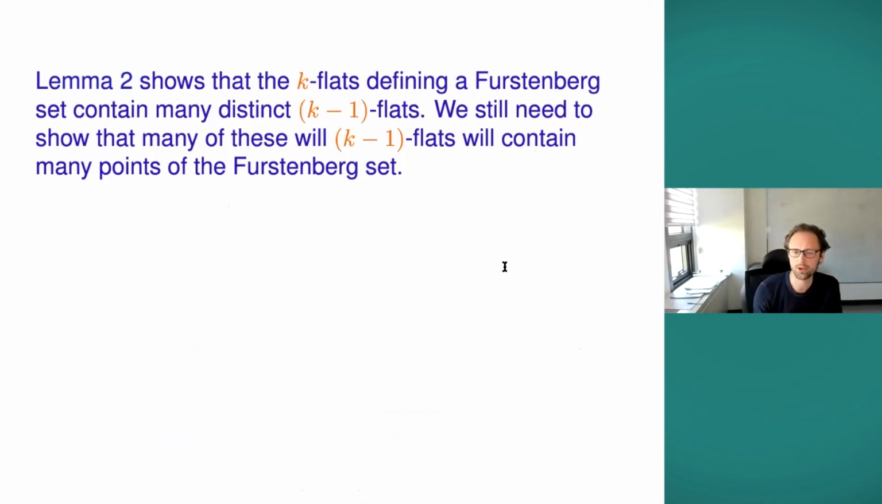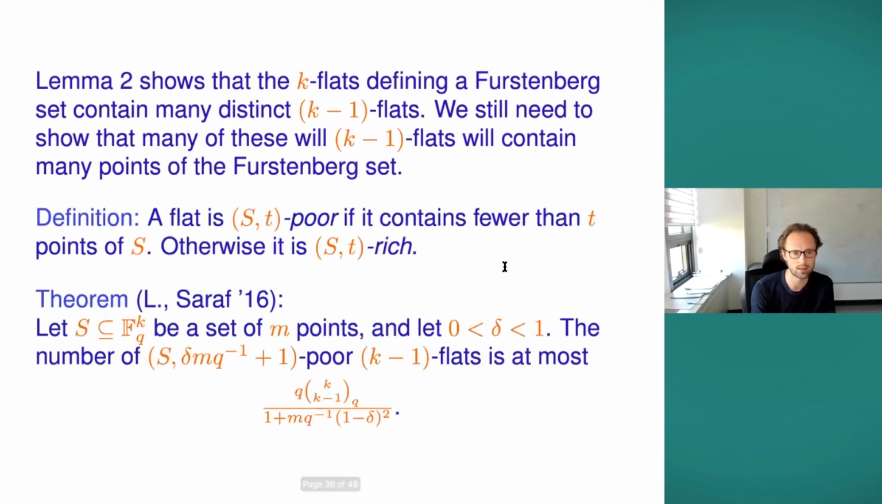We still need to show that many of these k-1 flats are going to contain a lot of points. So that's the other part of the argument that we need: the lower bound on the number of points contained in each k-1 flat. And here we're going to use another incidence type bound that you can prove from the previous one that I showed without too much trouble.